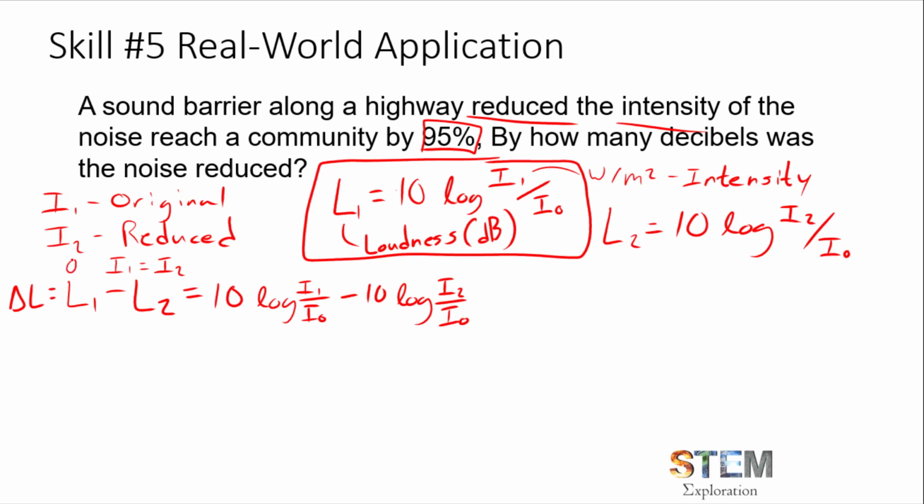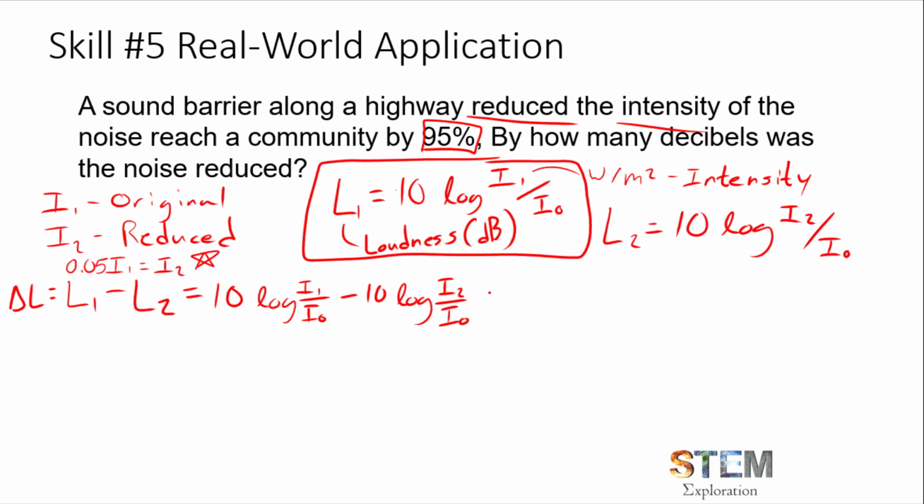So if we said 0.05 times the original intensity, that would represent the 95% reduction being applied to this given circumstance. If you can find this relationship, you are well on your way to solving this problem. Even if you don't see that right away, you could still try to separate pieces out and put the pieces together using the properties of logarithms.